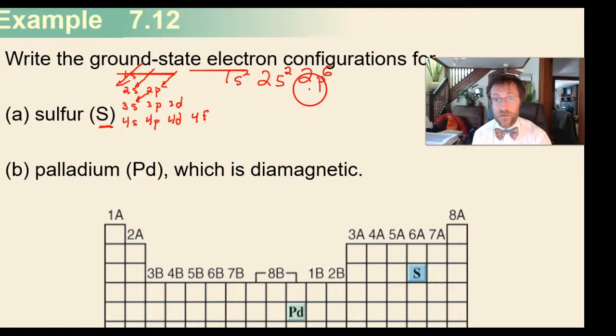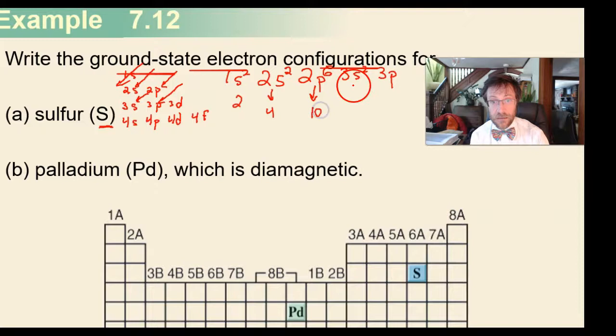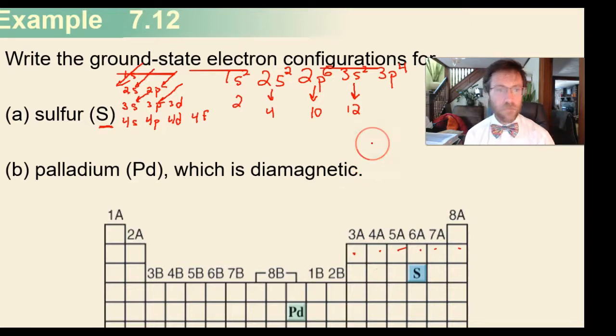Next is 3s. 3s2. Then I'm going to go to 3p. So 2 electrons. If I get to here, I'm at 4. Here I'm at 10. Here I'm at 12. And I only need to get to, what did I say, 16? So 3p4, because this is going to hold all the way up to 6. How can you tell? 1, 2, 3, 4, 5, 6. Okay. You dig? Bam. Done.